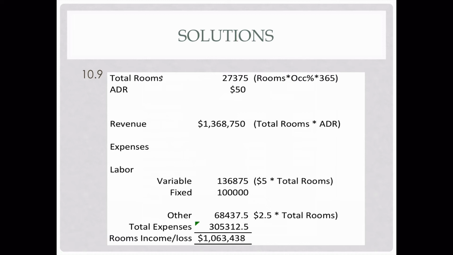$305,312.50. We subtract that from our revenue, and we get $1,063,438. And one of the questions that the book asked, I believe, is if we needed to make $1 million in our rooms, and we did do that.